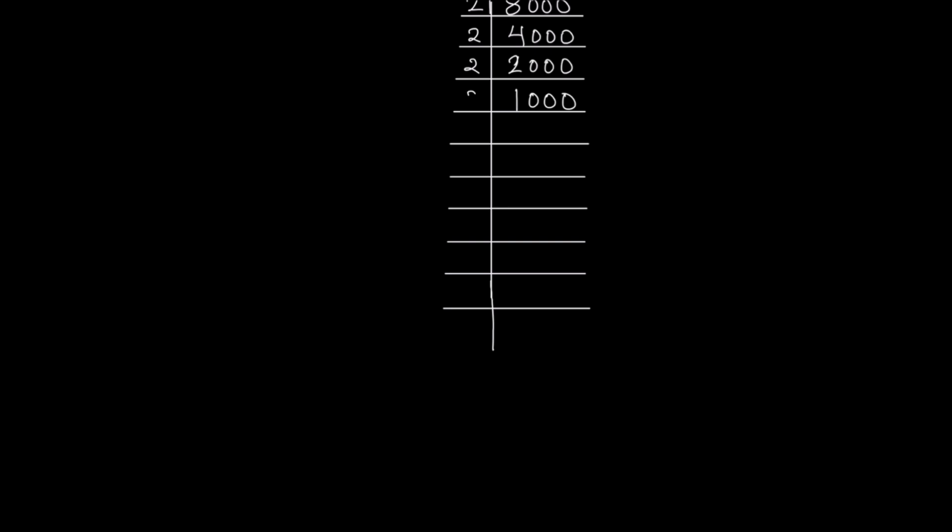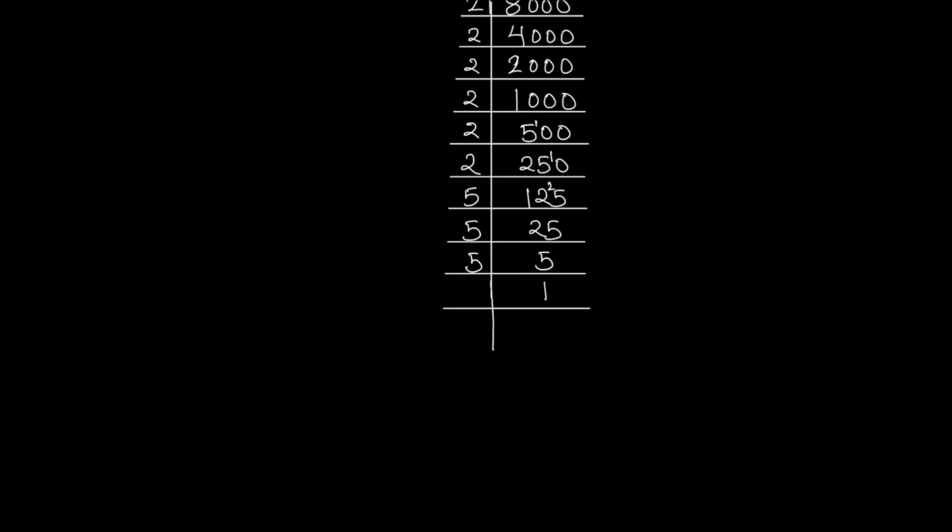2 times 5 is 10, 2 times 0 is 0, 2 times 2 is 4, 1 is remainder, this becomes 10, 2 times 5 is 10, 2 times 0 is 0. 2 times 1 is 2, 2 times 2 is 4, 1 is remainder, this becomes 10, 2 times 5 is 10. Now 125 is an odd number, it is not divisible by next prime number 3, so let's divide it by next prime number 5. 5 times 2 is 10, 2 is remainder, this becomes 25, 5 times 5 is 25. 5 times 5 is 25 and 5 times 1 is 5.